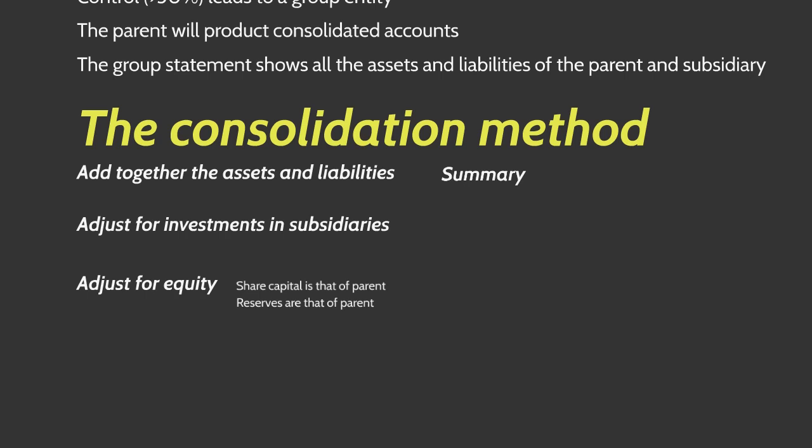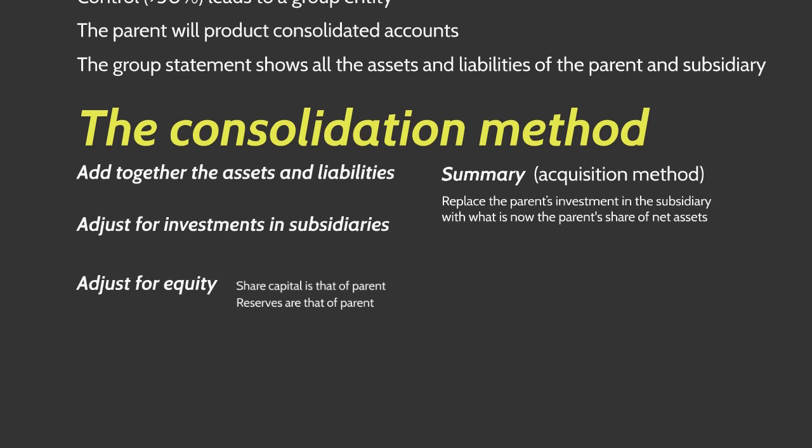But first, to just summarize the way we turn these three key elements into a process or method, this is called the acquisition method, and it involves replacing the parent's investment with the net assets of the subsidiary. The first step will be to eliminate the cost of the investment. So what we just put into the parent's individual financial statement, the investment in subsidiary, we need to make sure we are eliminating that from the group accounts. And then we're going to aggregate the statements of financial position together, bearing in mind that we'll have to make adjustments for equity.